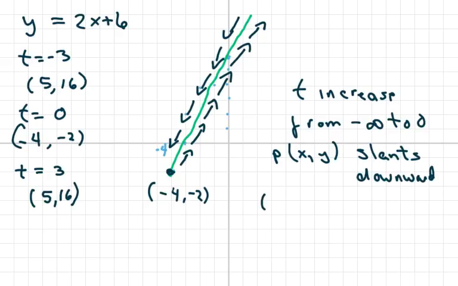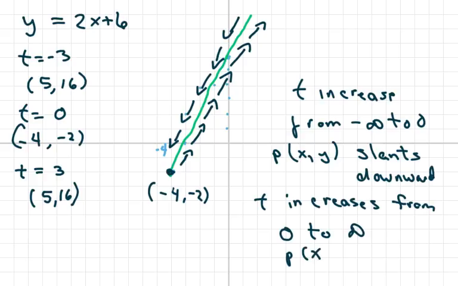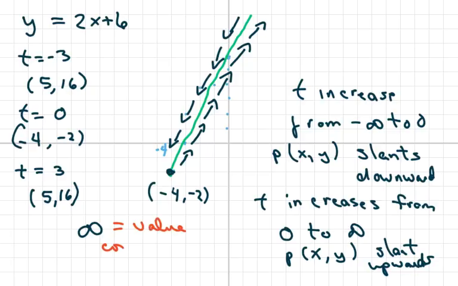And as t increases from 0 to infinity, the point x, y is going to slant upwards. And that's just how you talk about it. All right? Infinity just means the value continues without end.